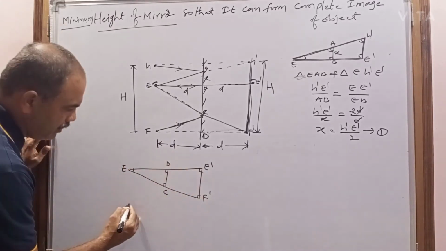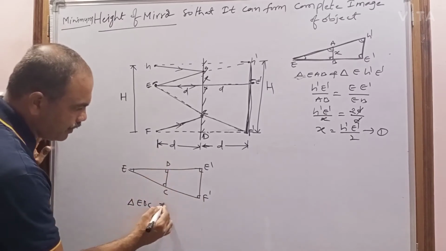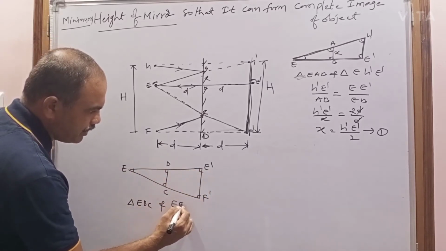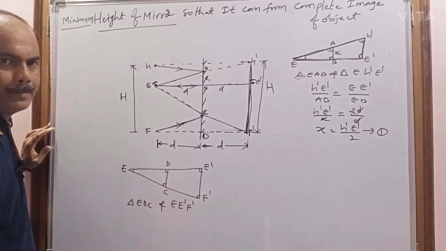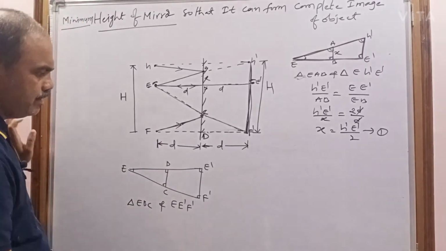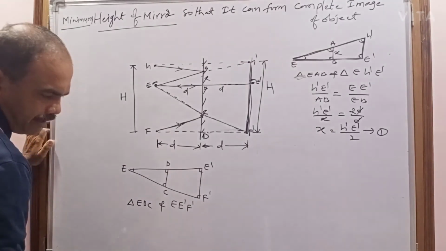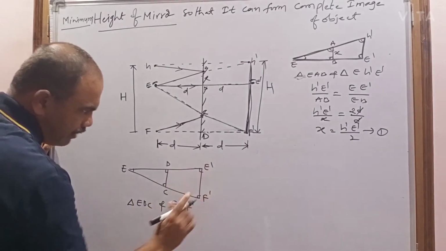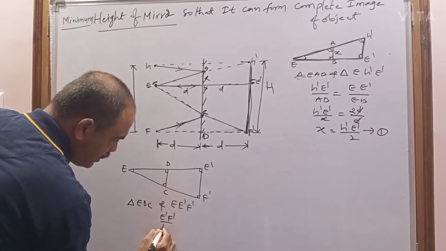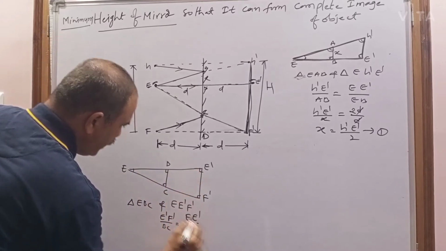What are there in this figure? One is triangle EBC, and another triangle is E dash F dash. When these are two similar triangles, their corresponding heights ratio is also the same. That's why I am writing the corresponding sides ratio. So this side E F dash by E dash F dash, what is there? BC, as well as E dash by EB.